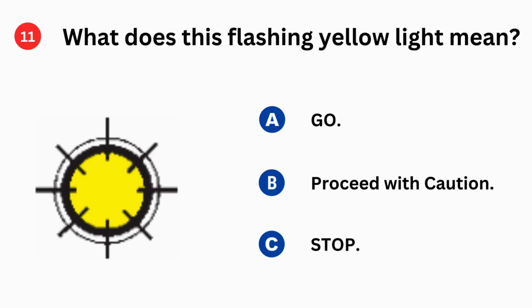What does this flashing yellow light mean? A. Go. B. Proceed with caution. C. Stop. Great choice. It is the proceed with caution sign.